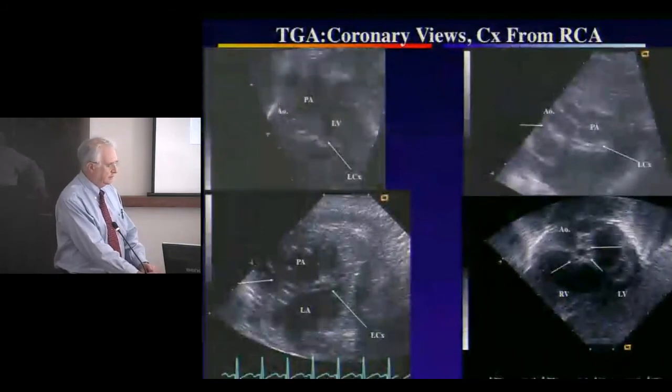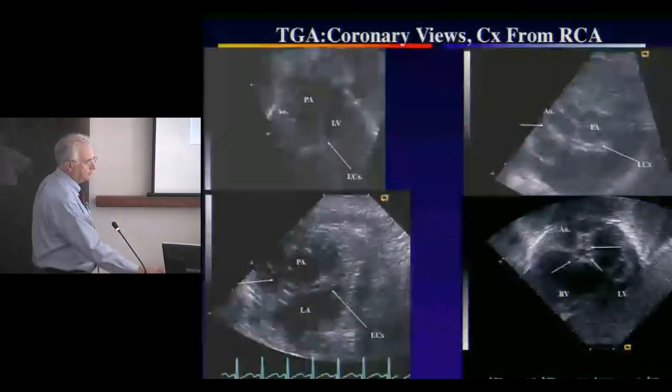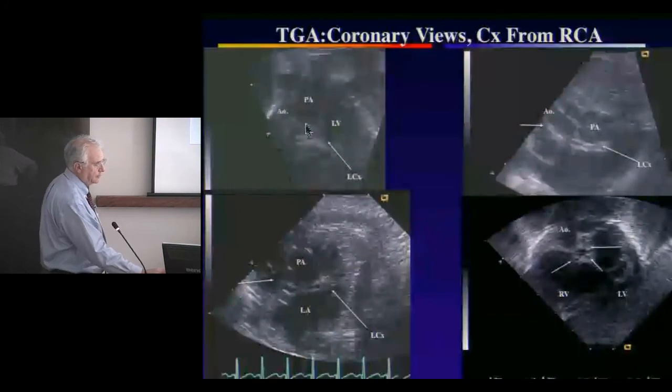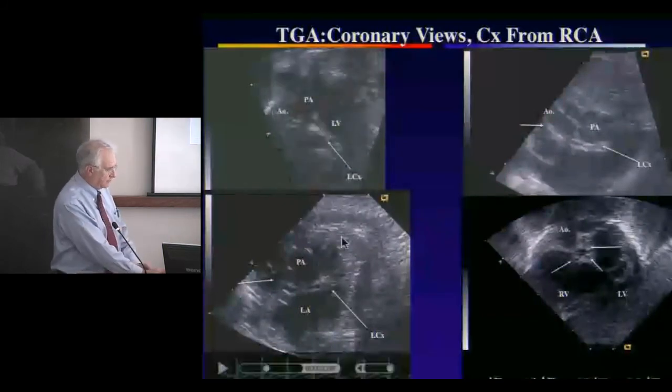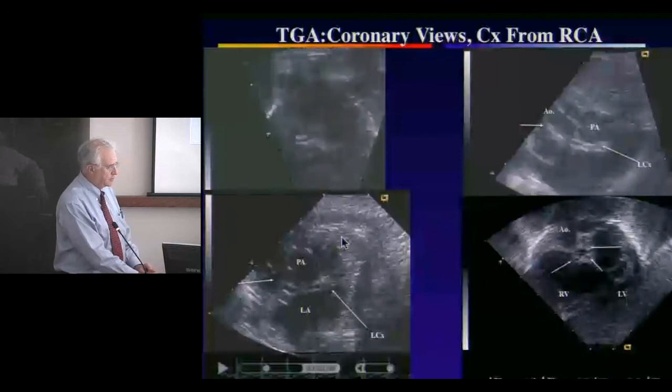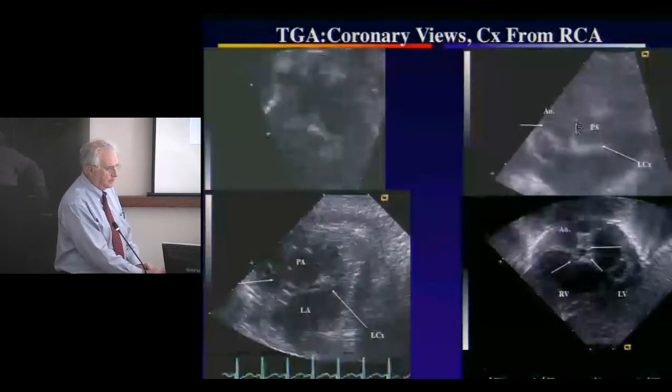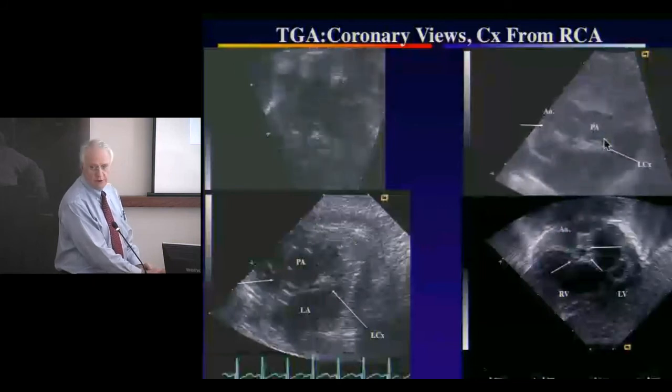And here is such an example. Here's the circumflex coming from behind the pulmonary artery. Here's the aorta, and there's the right coronary groove. It seems to be draining from a single orifice. Let me show you some more pictures like that. Okay? When the vessels are side by side, this is a much more common origin.